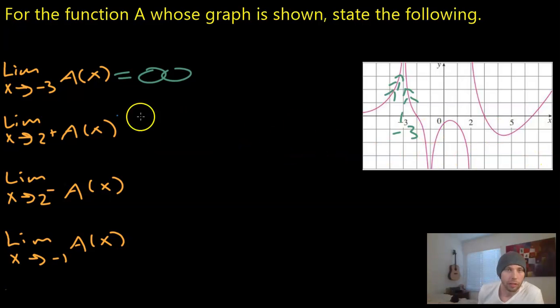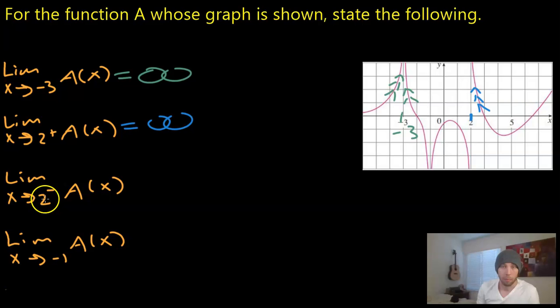For the next question, it says we have the limit as x approaches 2 from the right of a of x. So we're over here and we're looking at 2, and we're saying, okay, what about from the right? Well, we need to look over to the right and we say, okay, we're moving up, moving up, moving up. We're coming from the right, moving up and up and up. And it looks like, once again, we have infinity.